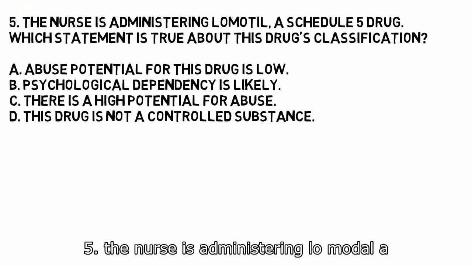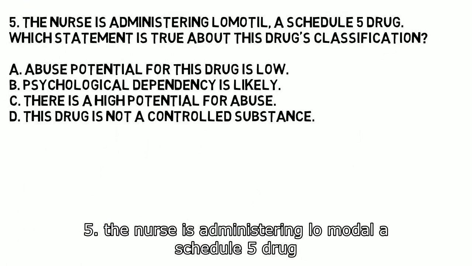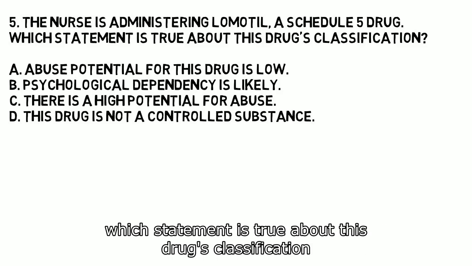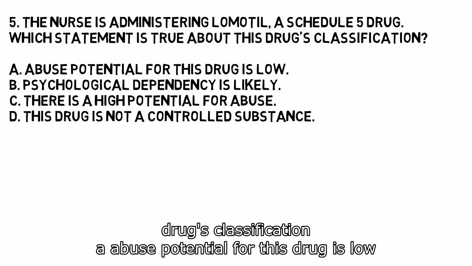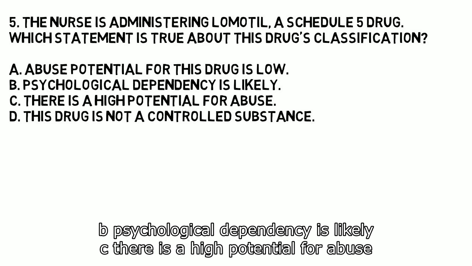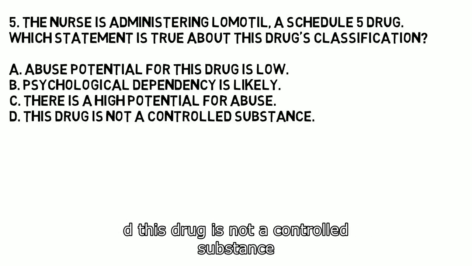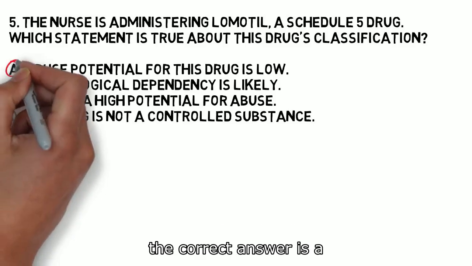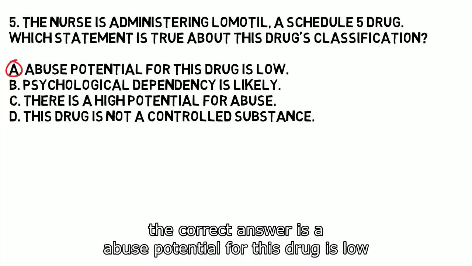5. The nurse is administering Lomotil, a Schedule 5 drug. Which statement is true about this drug's classification? A. Abuse potential for this drug is low. B. Psychological dependency is likely. C. There is a high potential for abuse. D. This drug is not a controlled substance. The correct answer is A. Abuse potential for this drug is low.